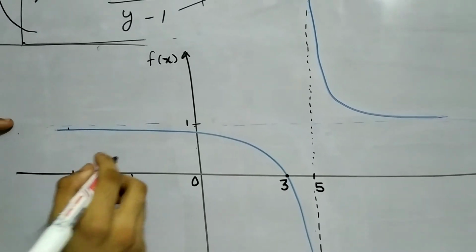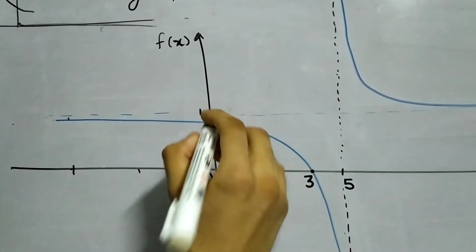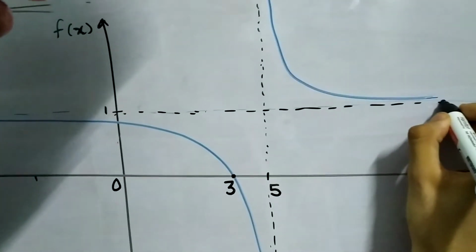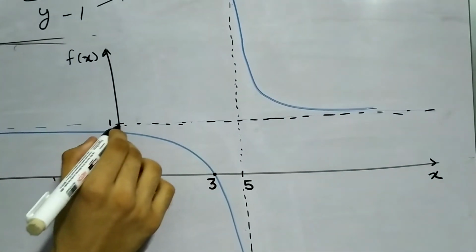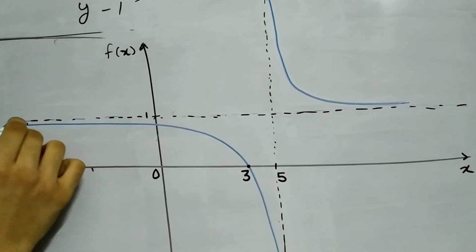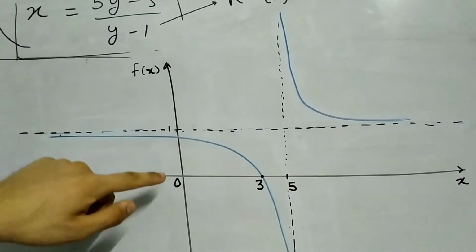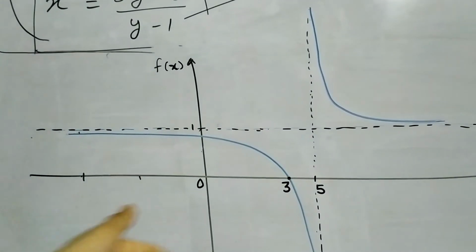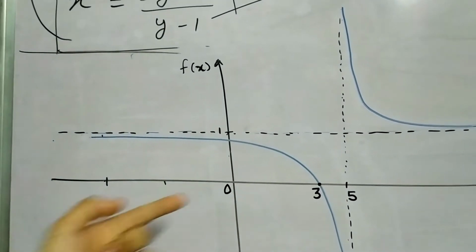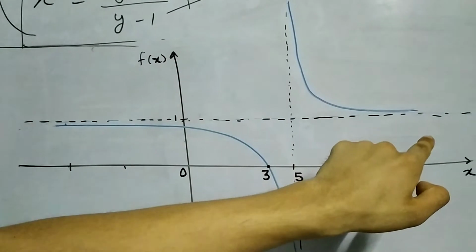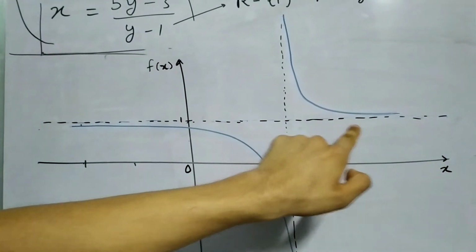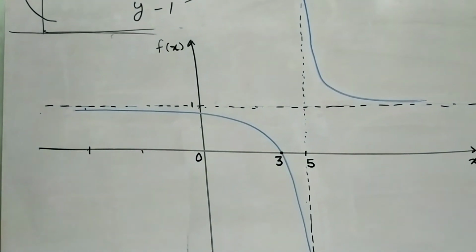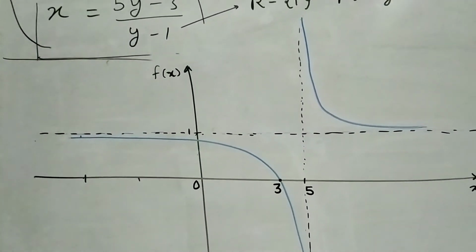So at y equal to 1, you can see it doesn't really approach a value. If you draw lines parallel to the x-axis, you see y equal to 1 doesn't give us any value. The graph goes towards minus infinity on the negative x-axis, and towards positive infinity on the positive x-axis.